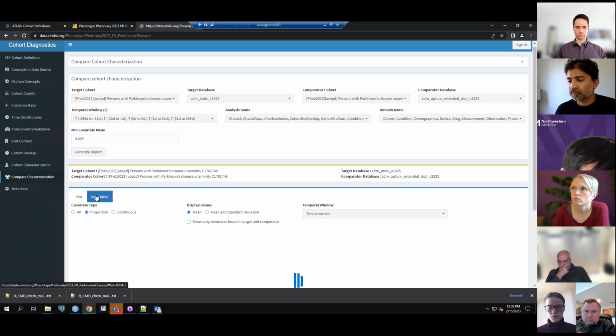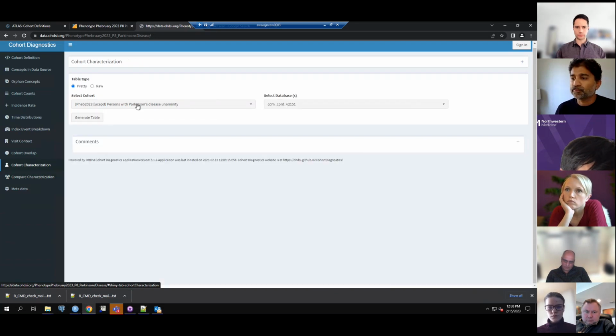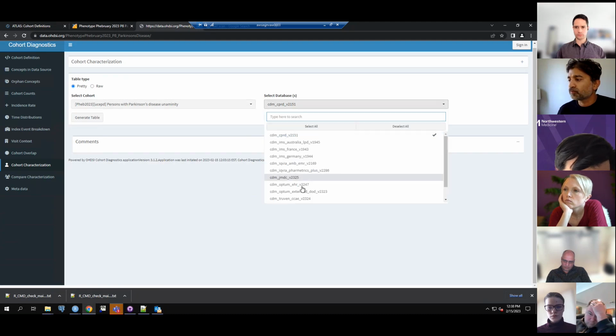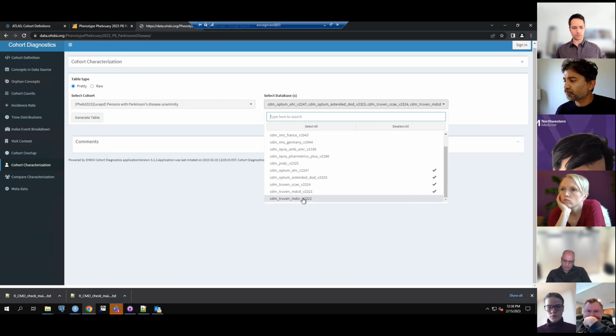I'm pretty much sure he's referring to the pretty table. He's talking about the demographics, so age and gender in the pretty table, and you can look at all the databases together because he's saying a different breakdown for JMDC and Medicaid, which we can explain. But yeah. Right. Thank you, Azza.